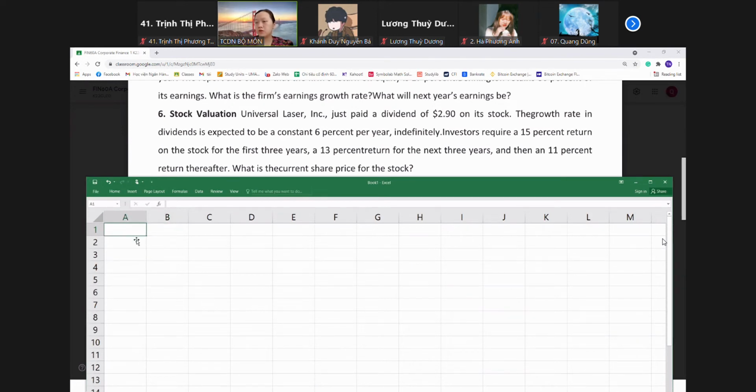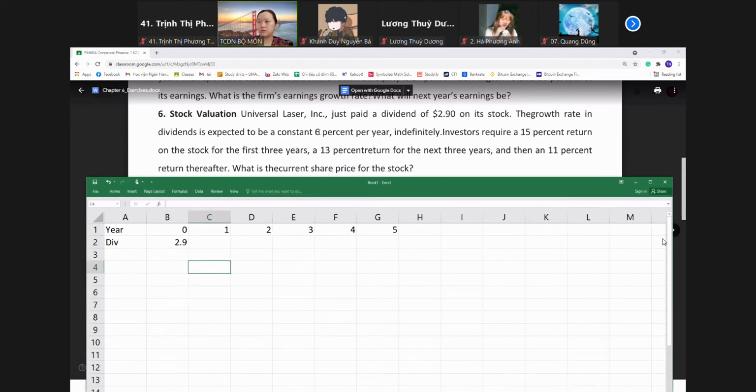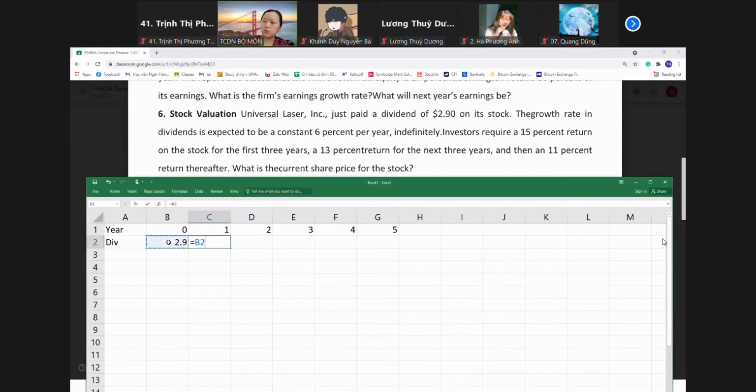So I will put this in my Excel file, and I think it will be easier for us to follow, and even to estimate as well. So the first case right here, the just paid dividend, that means dividend in year 0, is 2.9, and the dividend grows at the rate of 6%. So that means it will be that much multiplied by 1 plus 6% to the power of 1. I will fix this number.